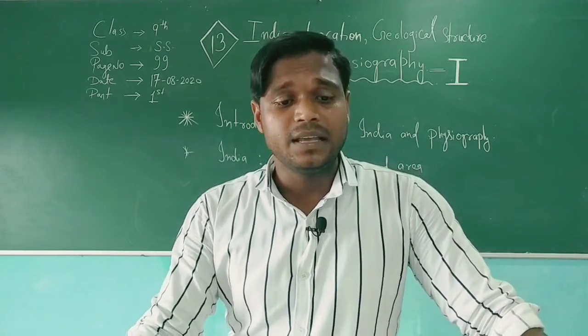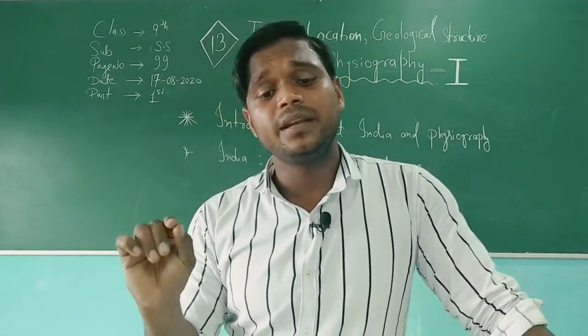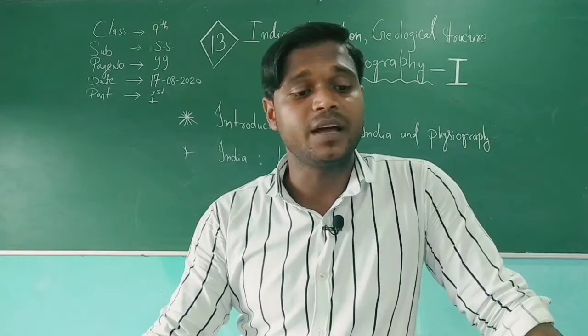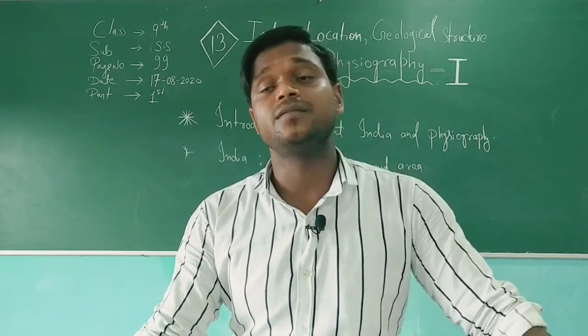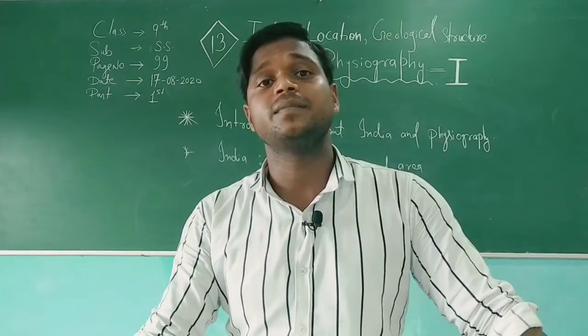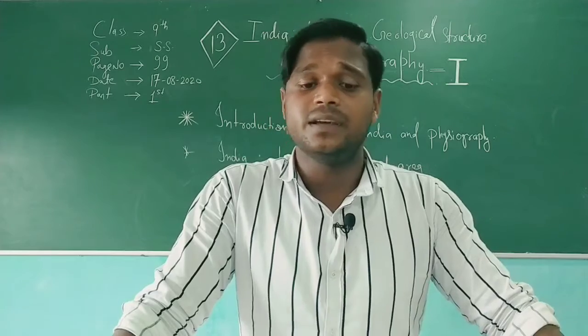So we can say that the Tropic of Cancer, which is located at 23.5 degree north latitude, divides the country into two parts, and it also passes through the center of India. That's why we also have some time changes between the upper part of India and the lower part of India.